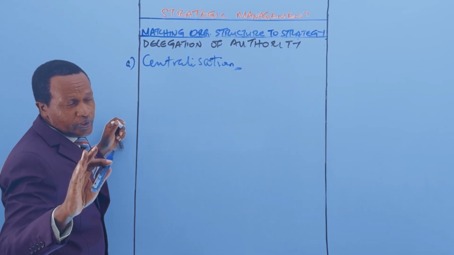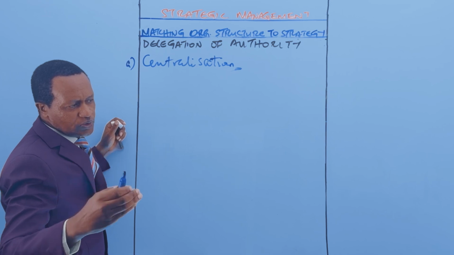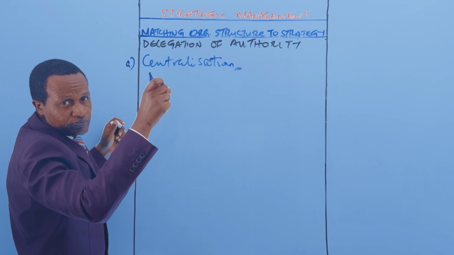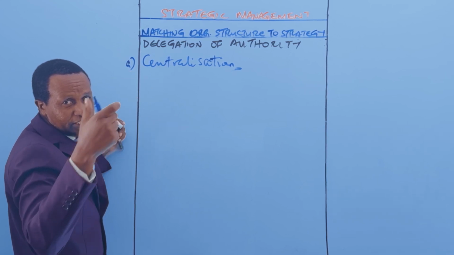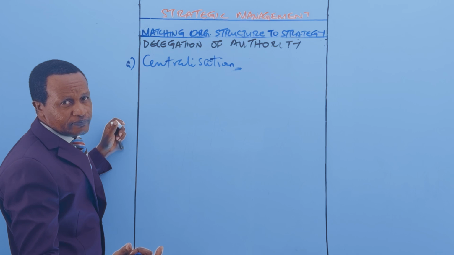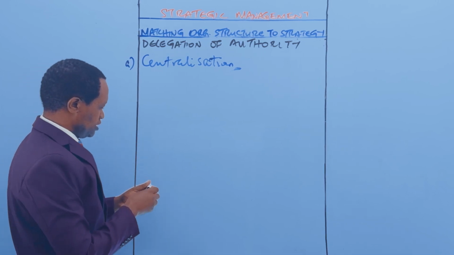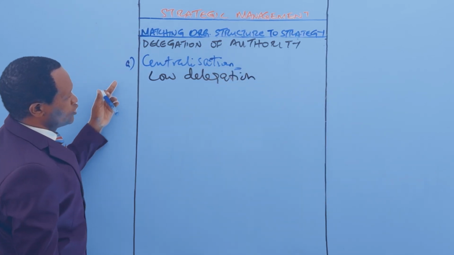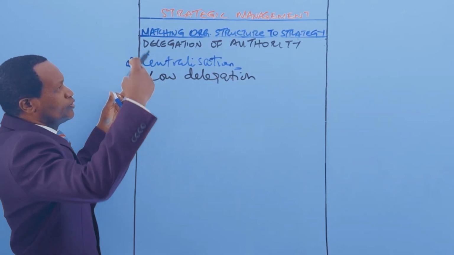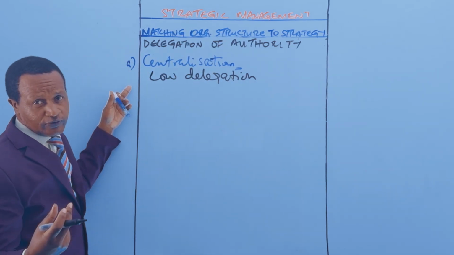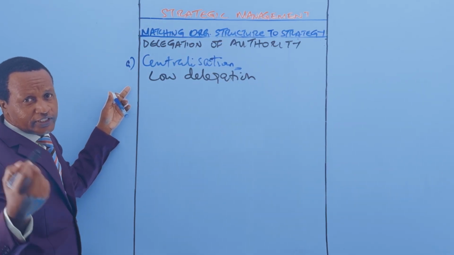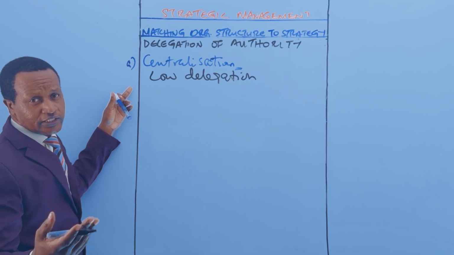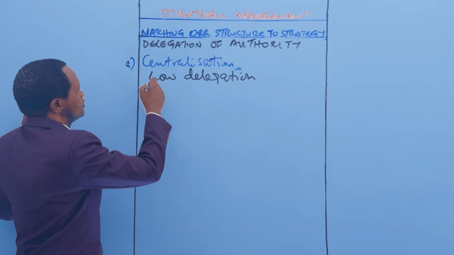Under centralization, power is concentrated at the top. Authority is concentrated at the top level of management, and in such a scenario we have low delegation. Under centralization, delegation is low because power is concentrated at the top level of management. And the best strategic fit for low delegation under centralization is cost leadership.